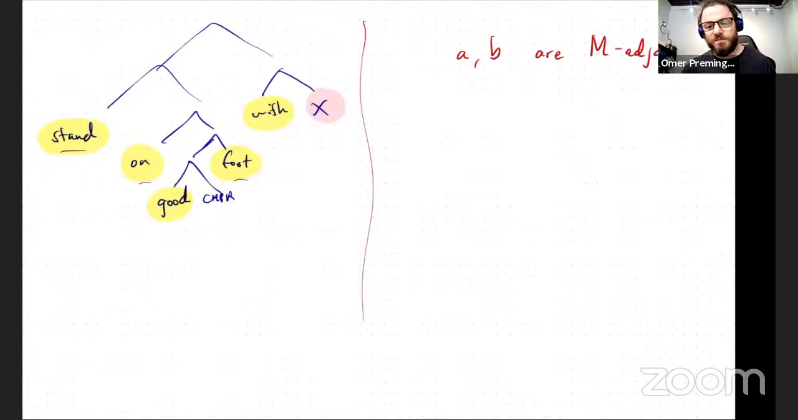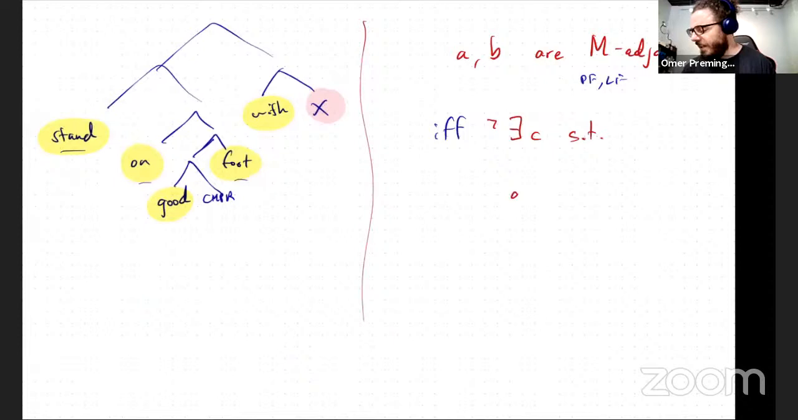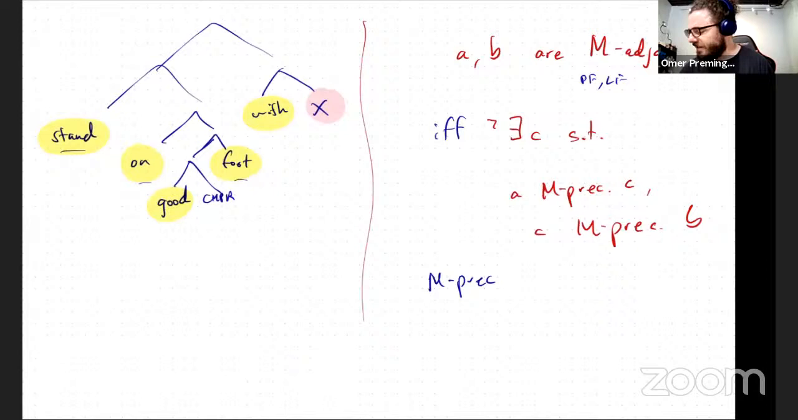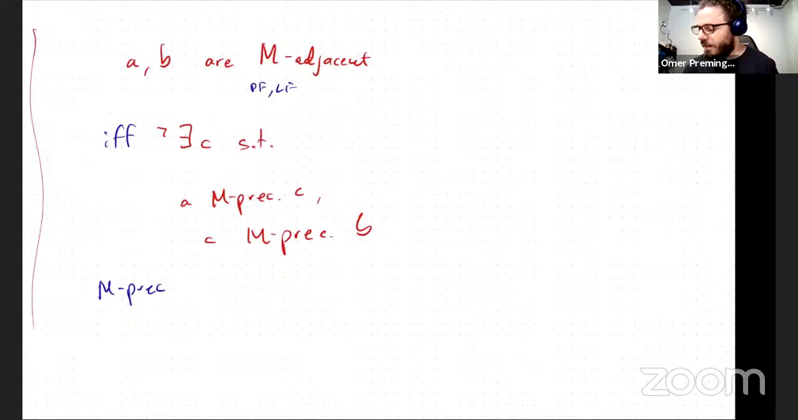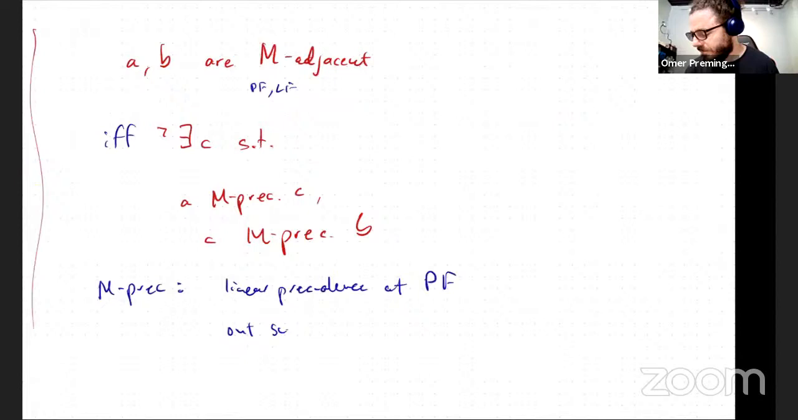Could be PF, could be LF. If and only if there doesn't exist a C such that A M precedes C and C M precedes B, where M precedes, sorry, some of this might be appearing out of screen because of our faces. So I'll do the same thing that I was doing before, where M precedes is defined as linear precedence at PF and at scoping at LF.